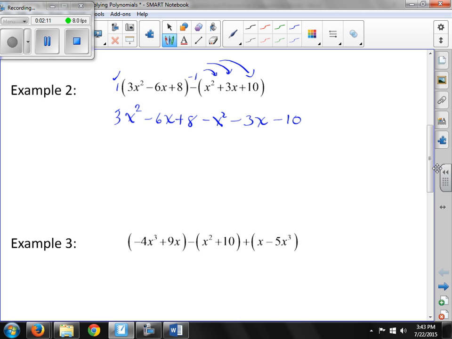And then we'll combine the like terms. First of all, 3x squared minus understood 1x squared would be 2x squared. And then we have negative 6x and negative 3x, which would be negative 9x. And then we have our constants, positive 8 and negative 10, which would be negative 2.